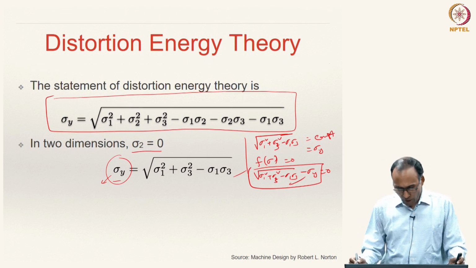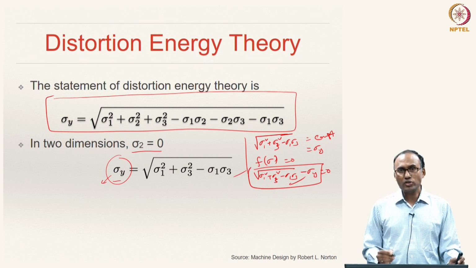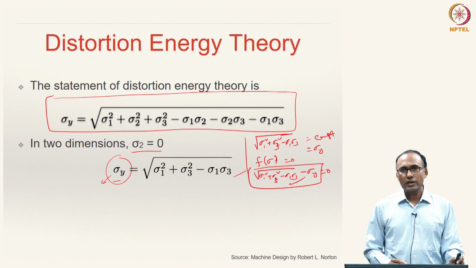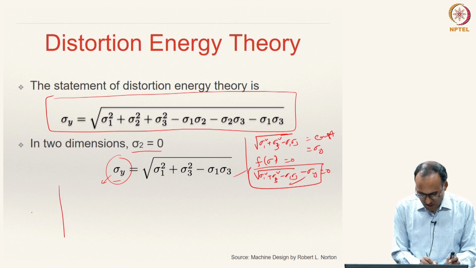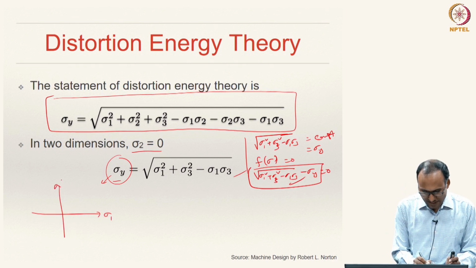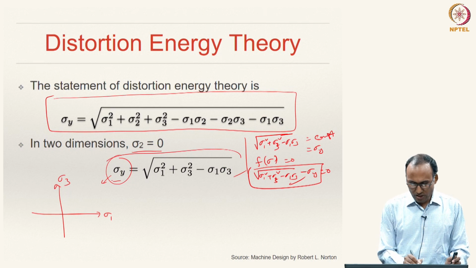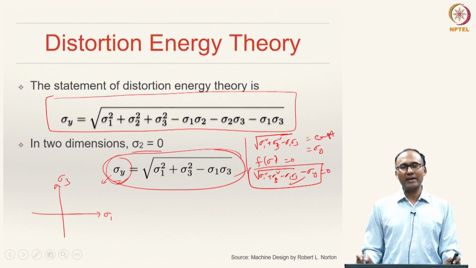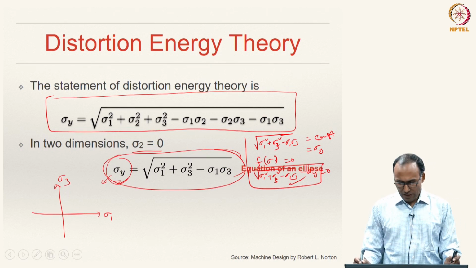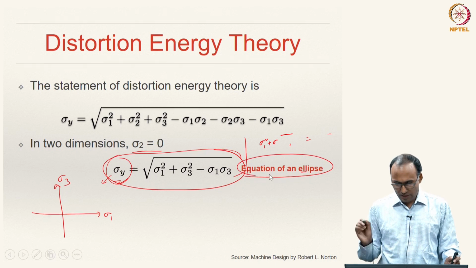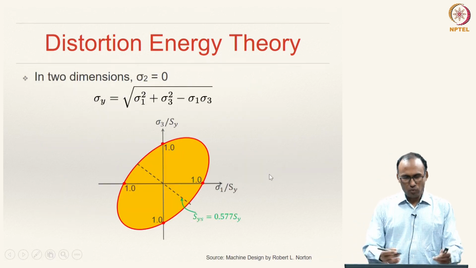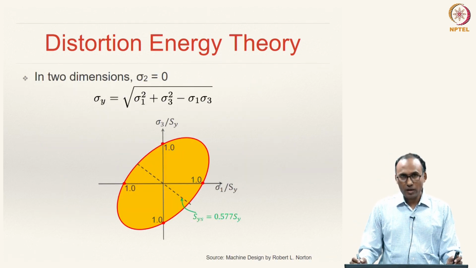So, if you would plot this particular function in sigma 1 sigma 3 space, that means if you take your x axis to be sigma 1 and y axis to be sigma 3, then you can plot this function, right, because you know the value of sigma y. Then how does it look like? It is basically an equation of an ellipse. This actually represents the equation of an ellipse, which looks something like this, okay.